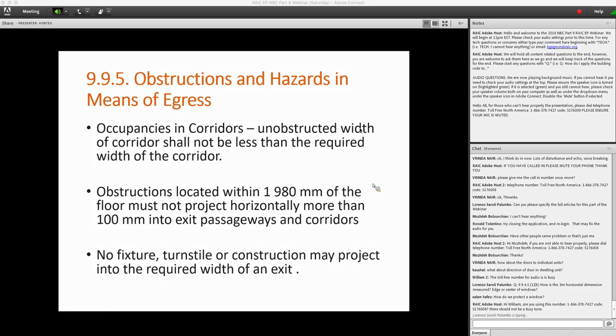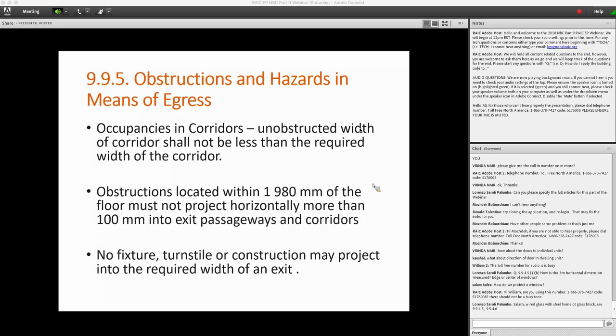So we will move on to obstructions and hazards in means of egress. Our means of egress is supposed to provide a continuous path of travel from the building to a safe area outside the building. So we don't want a situation whereby we have obstructions or any object or hazards that may impede or restrict occupants' access to exits.